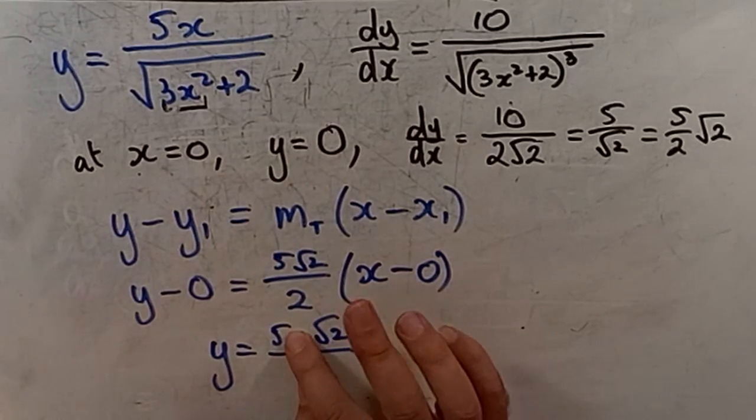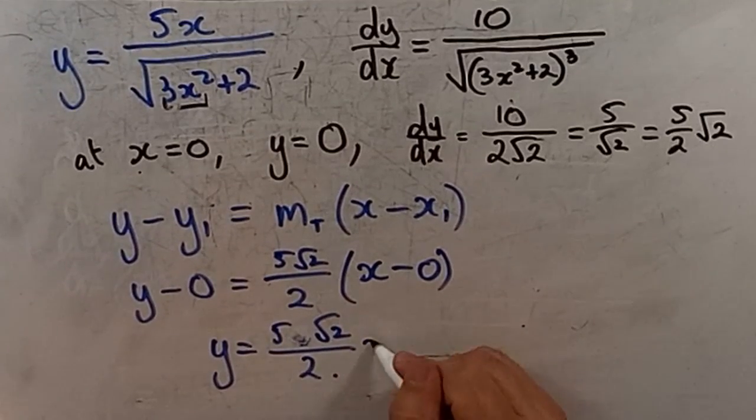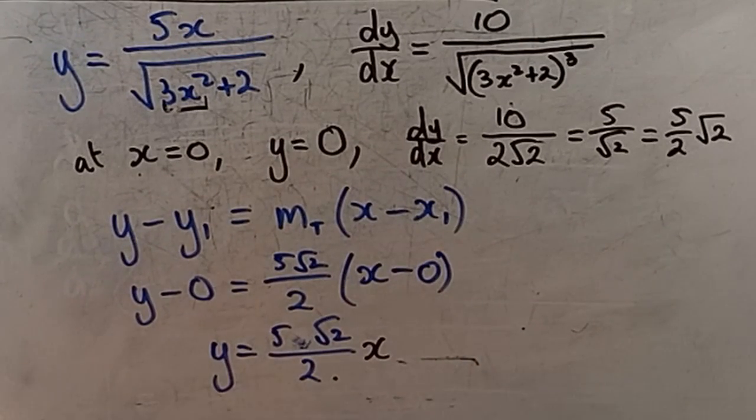Okay, why did I do that? I don't know why I do these silly things. Let's put the x out there. 5 root 2 x on 2. There we go. Okay, so that's the equation of the tangent.